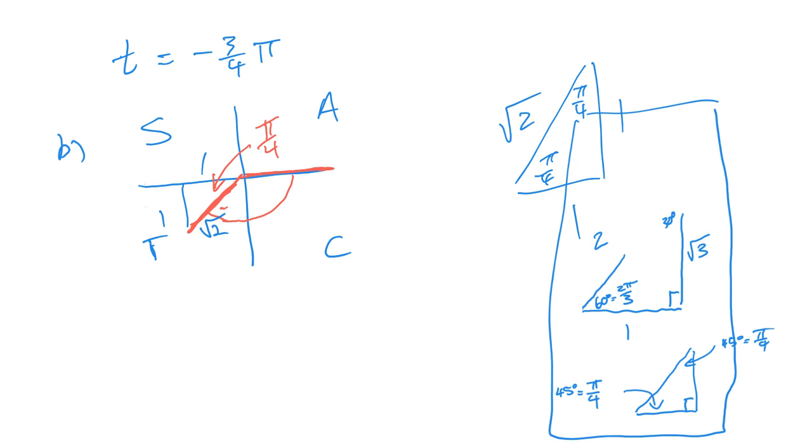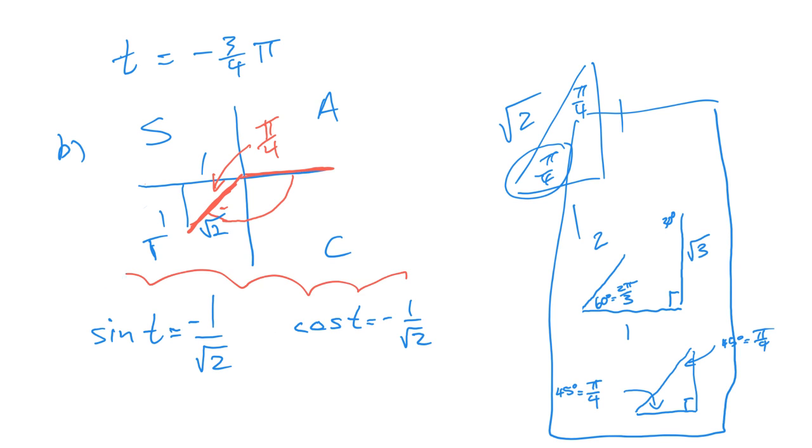We know that our ratio for this angle of pi over 4 is, for sine of t, you're going to get the ratio of 1 over √2, but it's going to be negative because the angle is found in the tangent quadrant. And cosine is similarly calculated to be -1 over √2 for the same reason. Now, just copy down your solution.